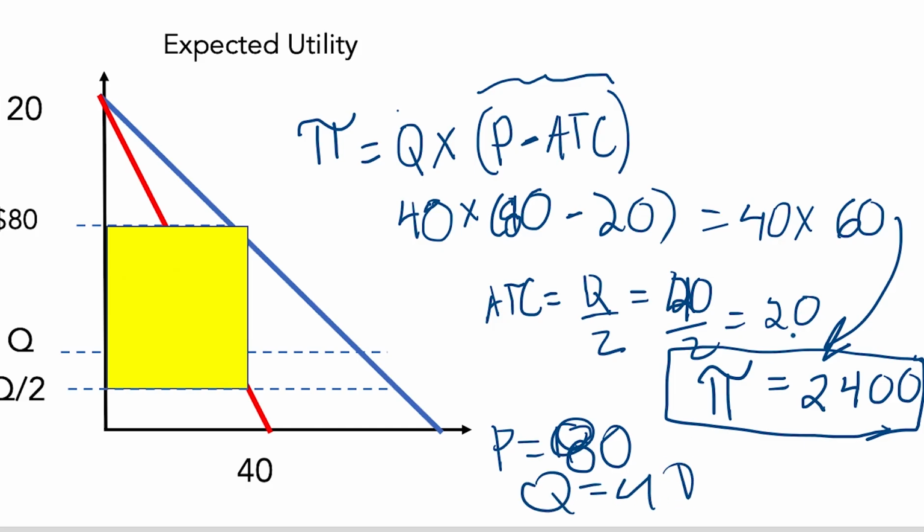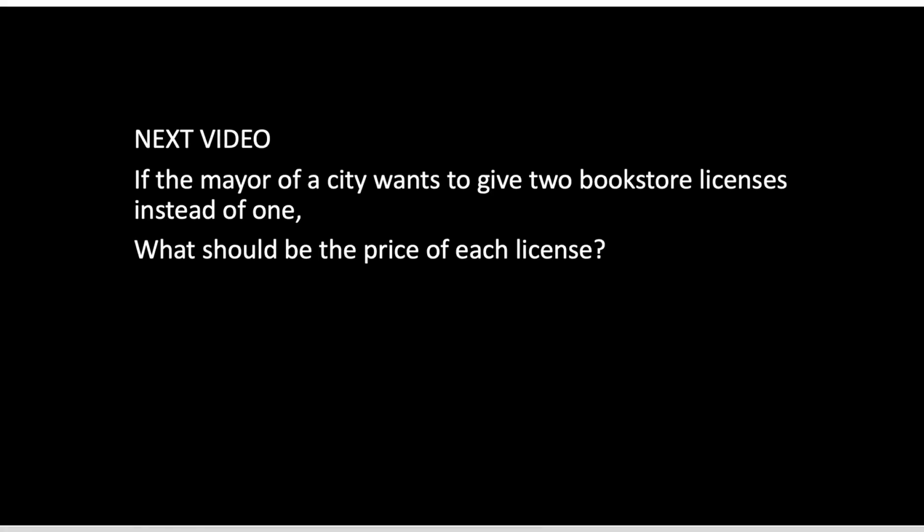Now, apparently the situation that we are facing in this city is that the license for the bookstore expired, and the mayor would like to give 2 licenses instead. So what is the price that the mayor should charge for the license?